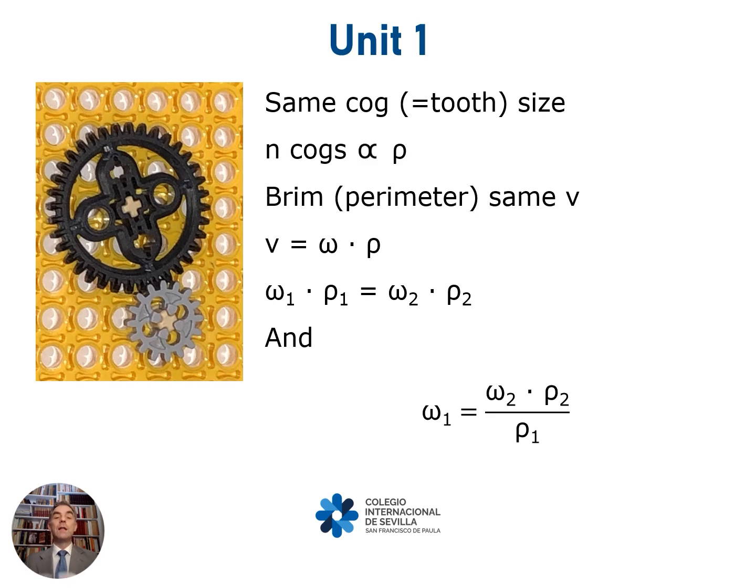You have a larger radius 1, the angular speed for cogwheel 1 is lower. You have a shorter radius 1, the angular speed for cogwheel 1 will be higher. And that is how we can transform the angular speeds with different sizes of cogwheels.